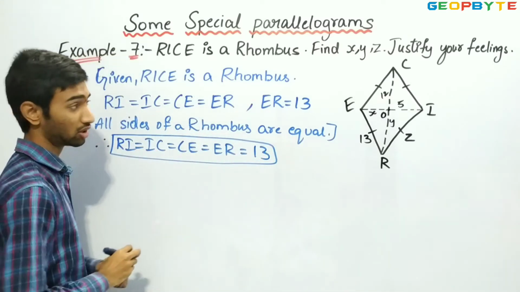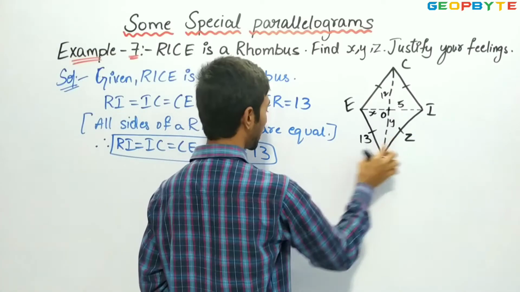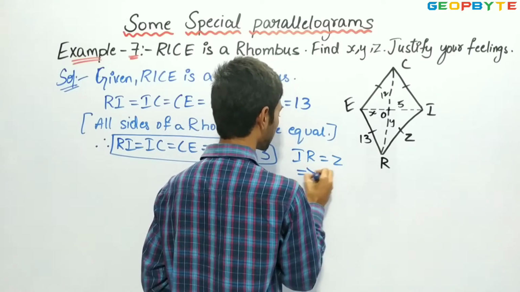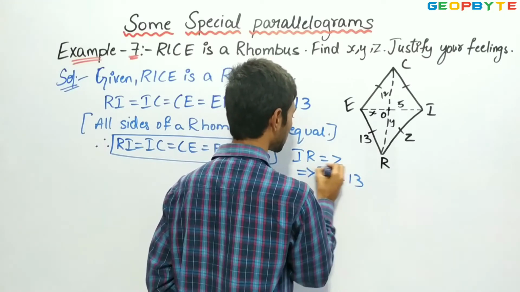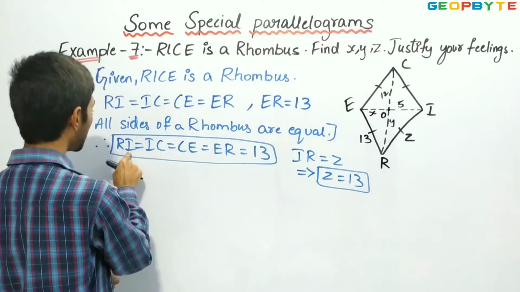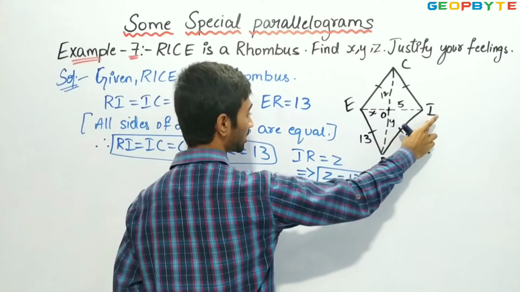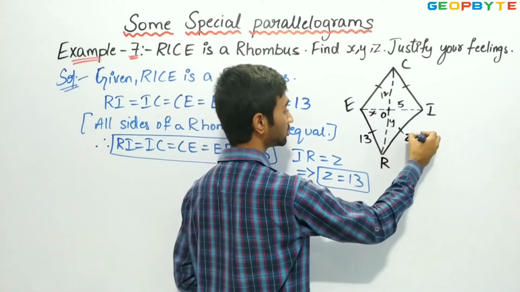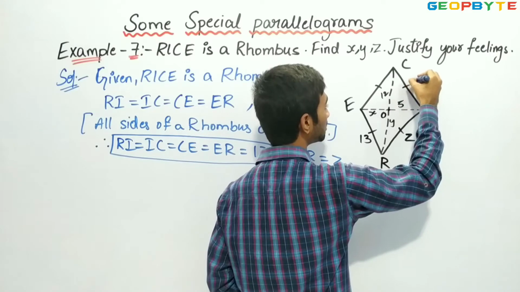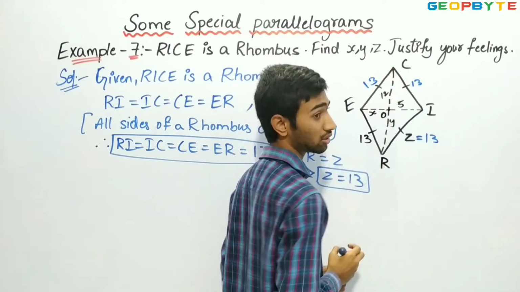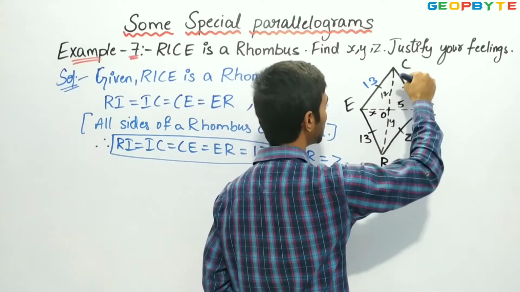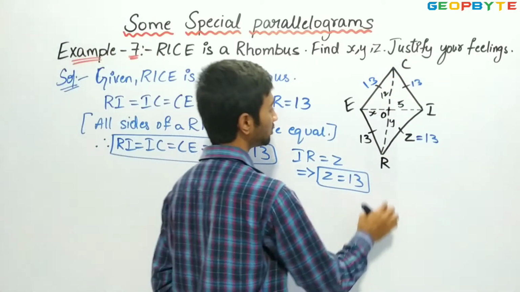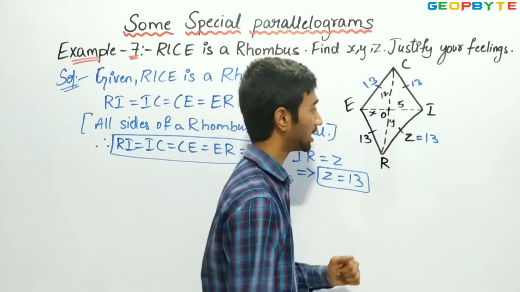Because all sides of a rhombus are equal, we have IR equal to Z, and then Z is equal to 13. So Z equal to 13, and this side also will be 13 and this side also will be 13. So IC equal to 13, EC also equal to 13. Now we need to find the values of X and Y.